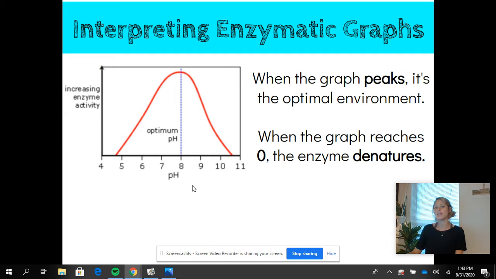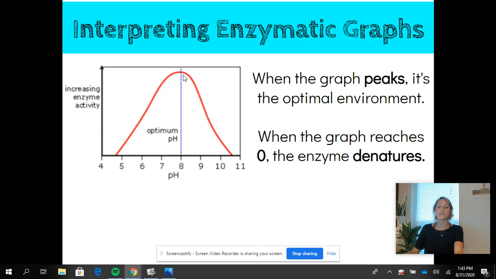So remember, in the last class, we talked about how enzymes have an optimal pH and temperature. If it gets too hot or too cold, or the acidity gets too high or too low, our enzyme can denature. So if we're looking at this graph, this red line represents the activity of an enzyme based off of what the pH of the environment is.